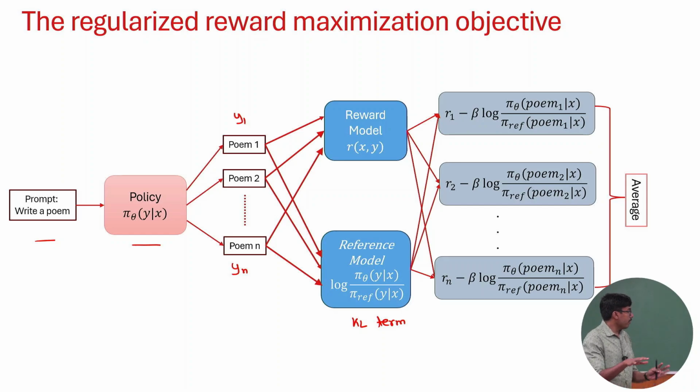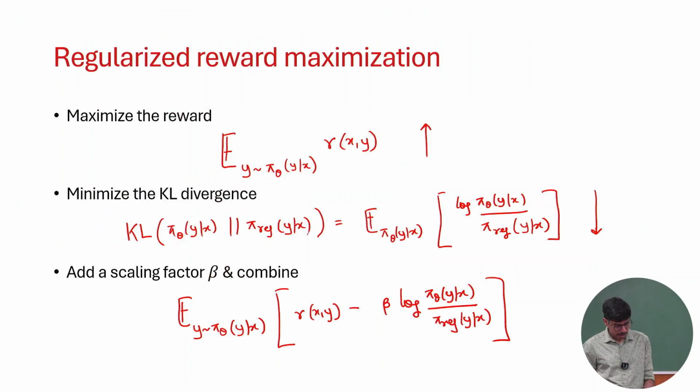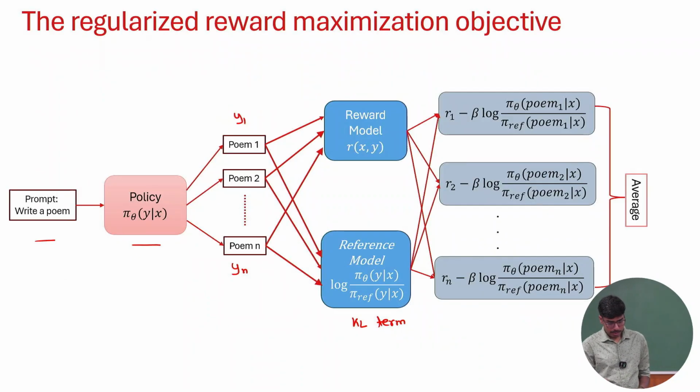So everybody should convince themselves that this particular image captures exactly the expression that we saw previously, this last expression: sampling from the policy and then computing the reward as well as the KL term. Okay, so we have this objective that we want to optimize. The objective is fine. How do we maximize this objective is what we need to find out.